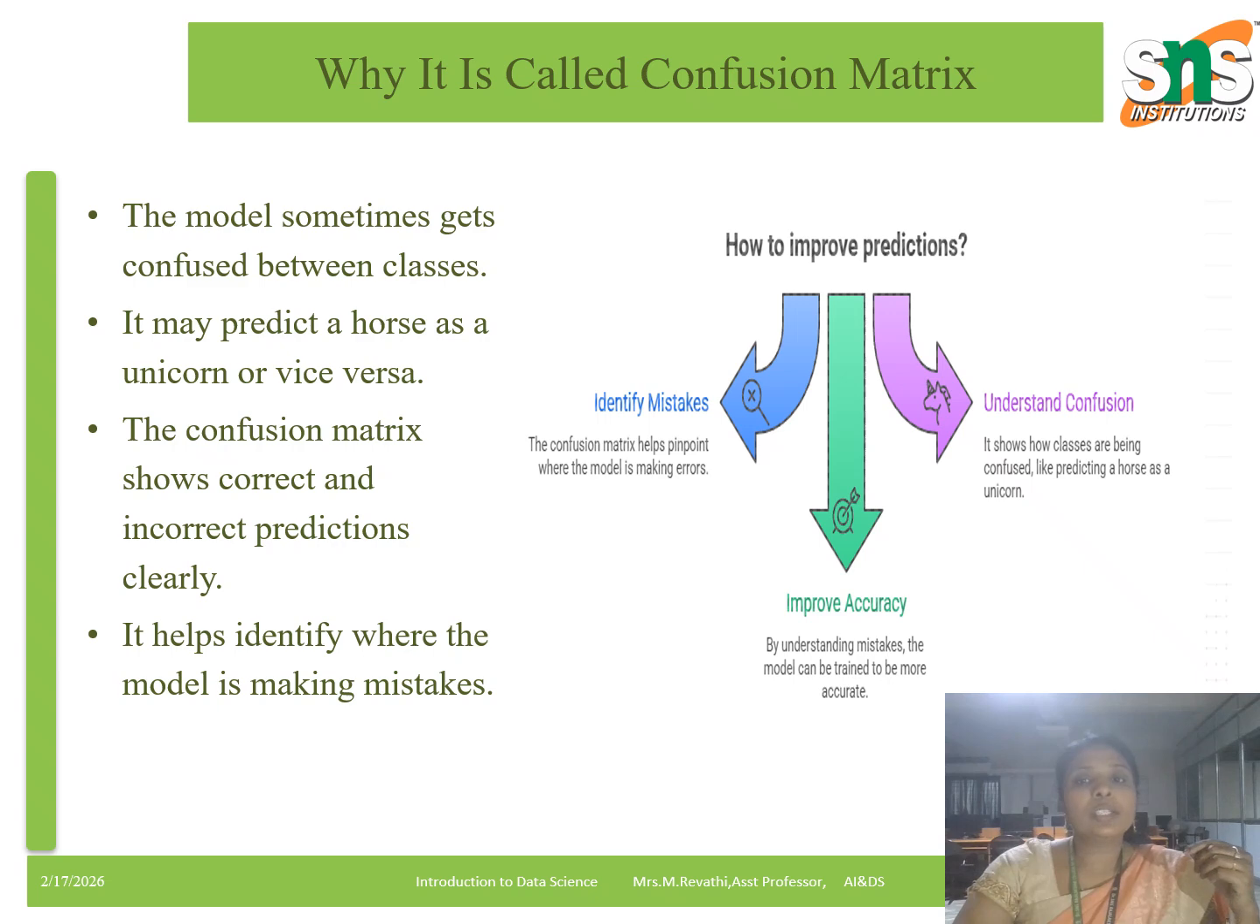Why is it called a confusion matrix? Because sometimes the model gets confused between classes. For example, it may predict a horse as a unicorn, or predict a unicorn as a horse. The confusion matrix clearly shows correct predictions and incorrect predictions, so we can easily identify whether the model is making mistakes.